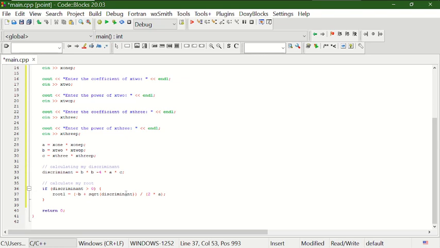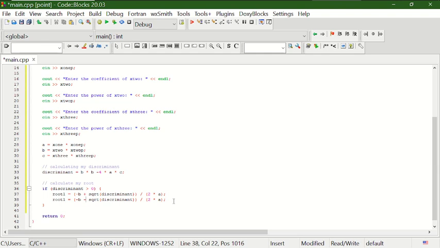Then for root 2 we just do the same. Copy all of this, Ctrl C. So when it is now minus, we have minus b minus the square root. So the next one we do is, we want to now calculate.